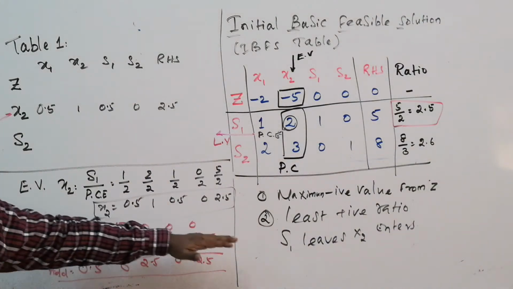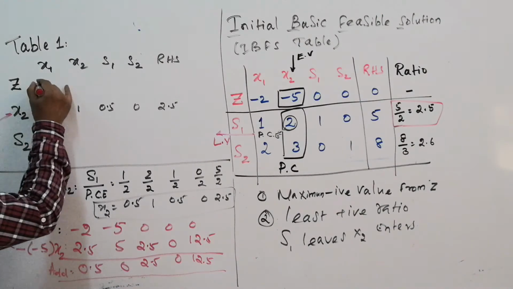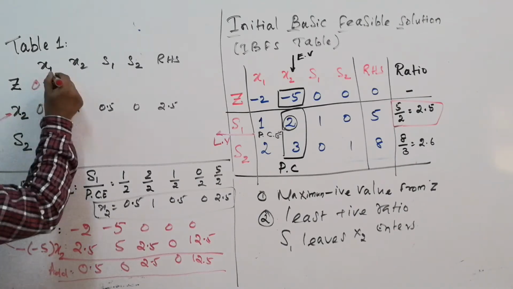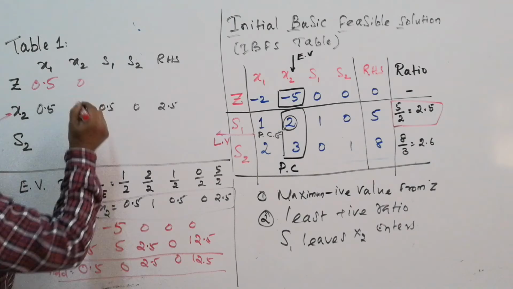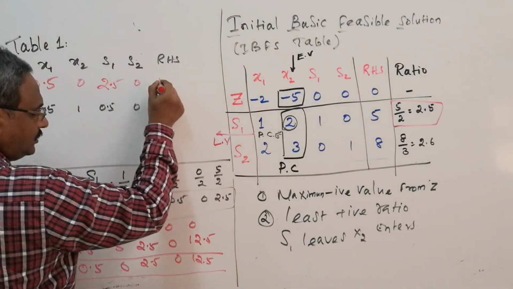I am going to find the total. I am going to take this value as Z. What are all the values I have? I am having 0.5. This is 0. This is 2.5. This is 0. This is 12.5.